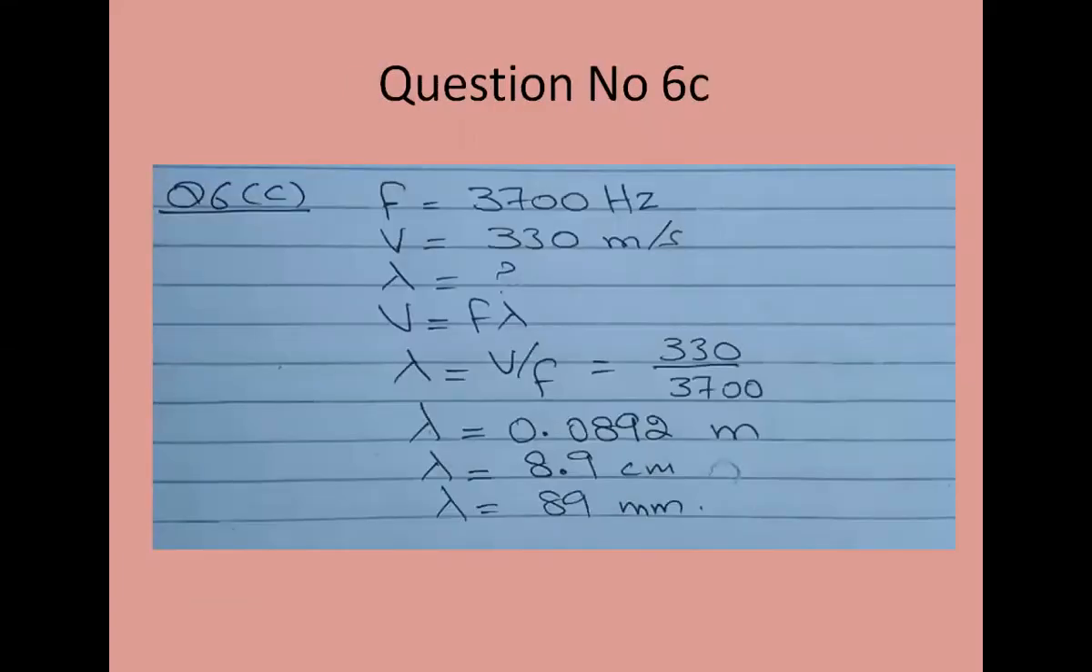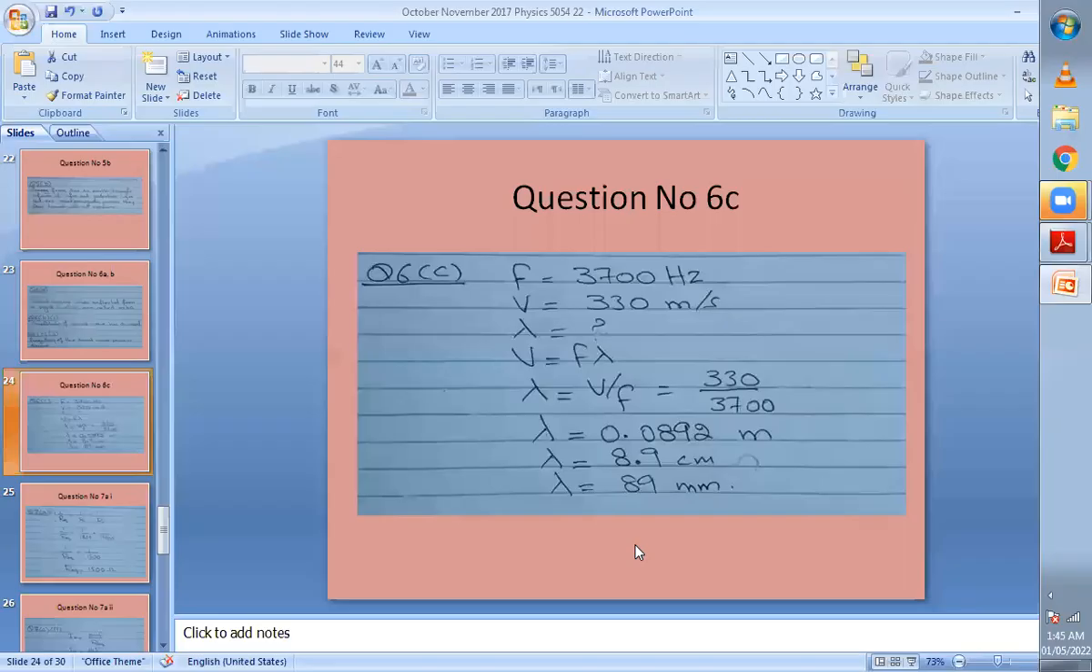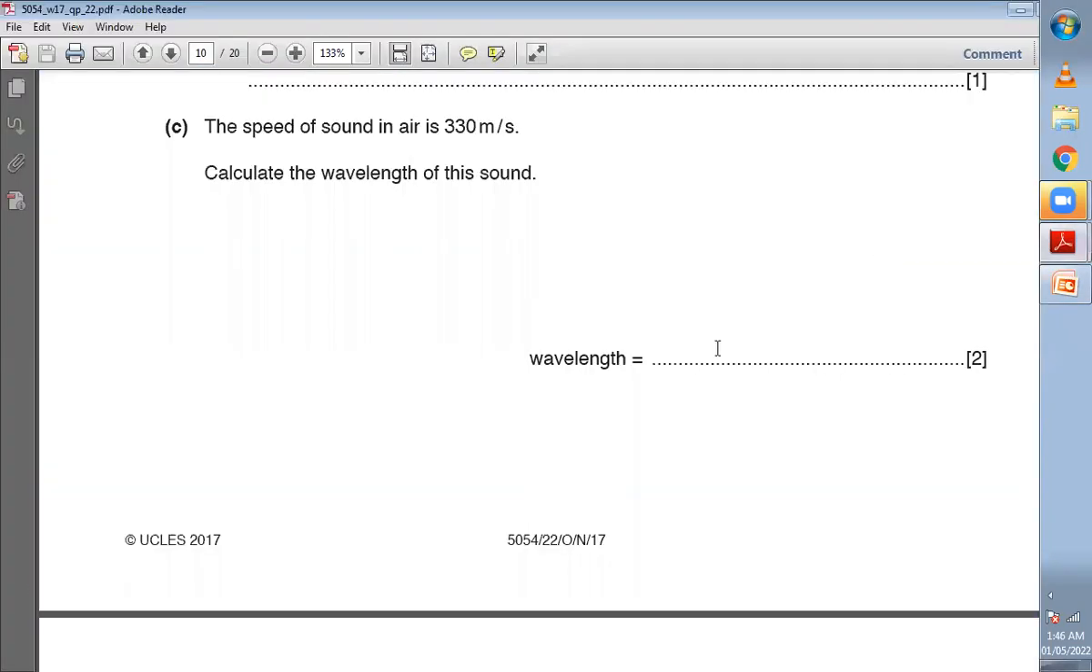So f is 3700 hertz. The velocity is 330 meter per second. The lambda is the question. So I will use v equals f lambda, so lambda will be v by f. 330 divided by 3700 is 0.0892 meter. Multiplied by 100, it will be 8.9 centimeter. Multiplied by 10, you will get 89 millimeter. You can write any of these as the answer. So this is how you calculate the wavelength of the sound wave.